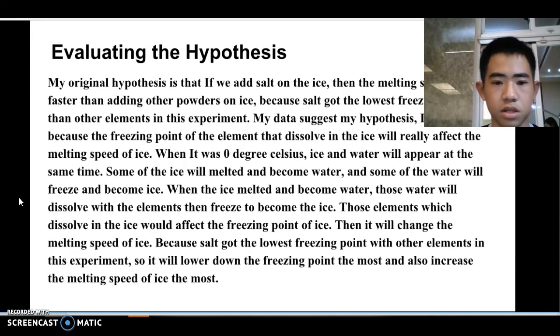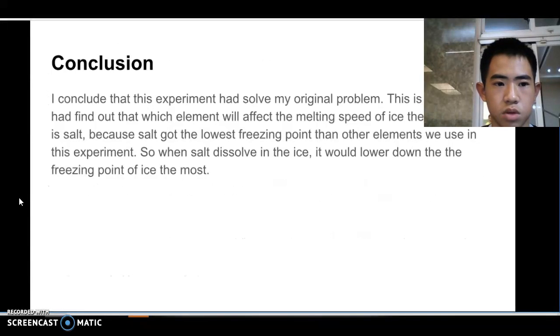Evaluating the hypothesis. My data supports my hypothesis, which is that the group which had salt dissolved in the ice will melt the fastest in this experiment, because salt has the lowest freezing point of the elements in this experiment.